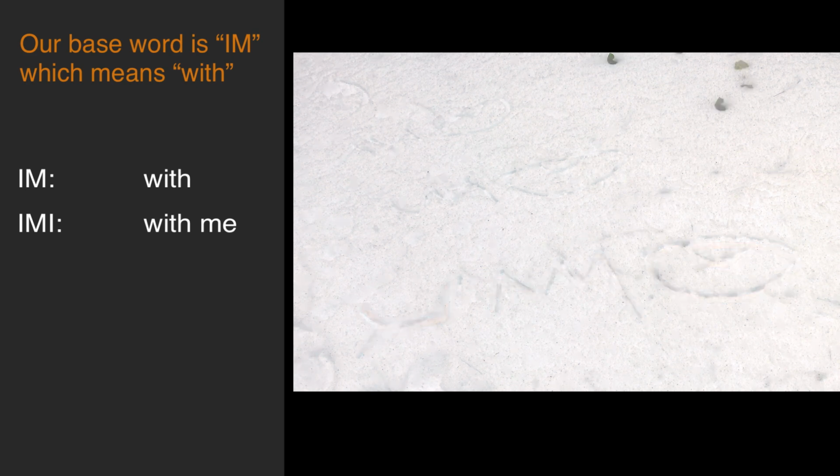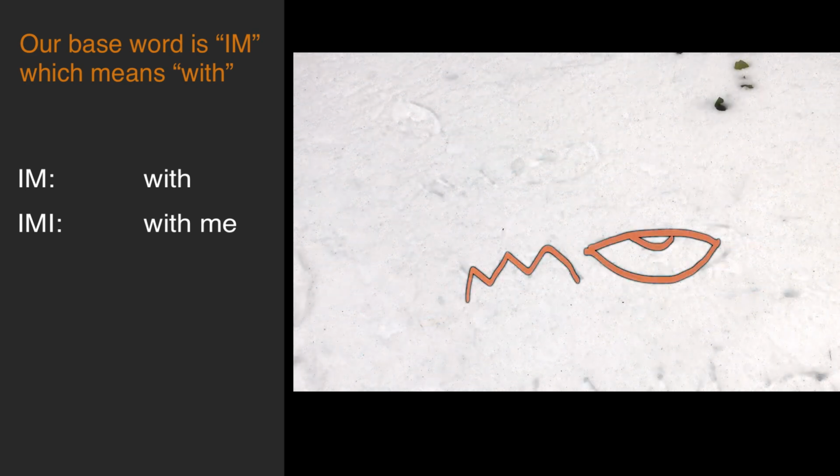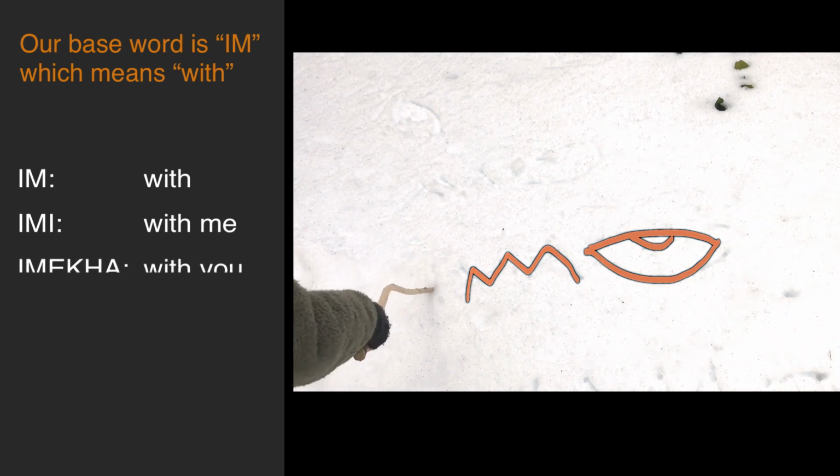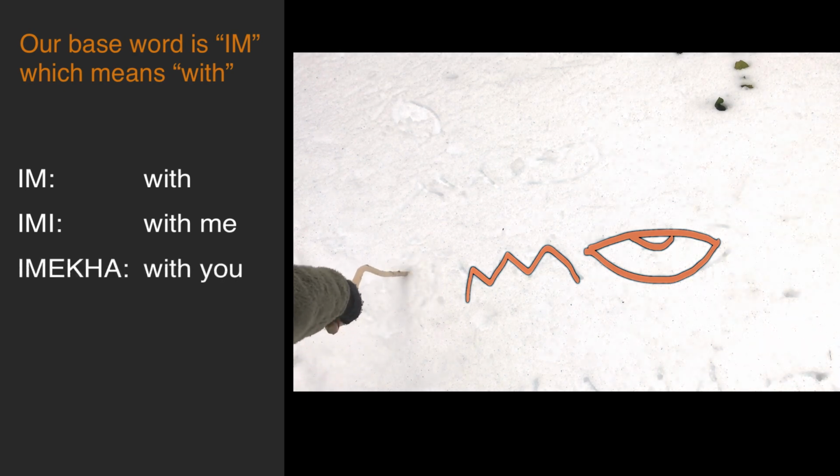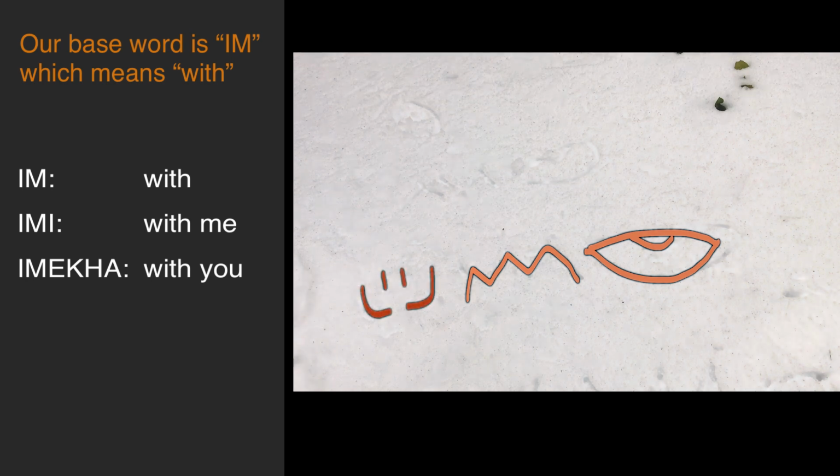With me. How would you say with you? How do you make something yours in Hebrew? You add a kaf at the end. Excellent. So that becomes imecha, with you. So imi, with me, imecha, with you.